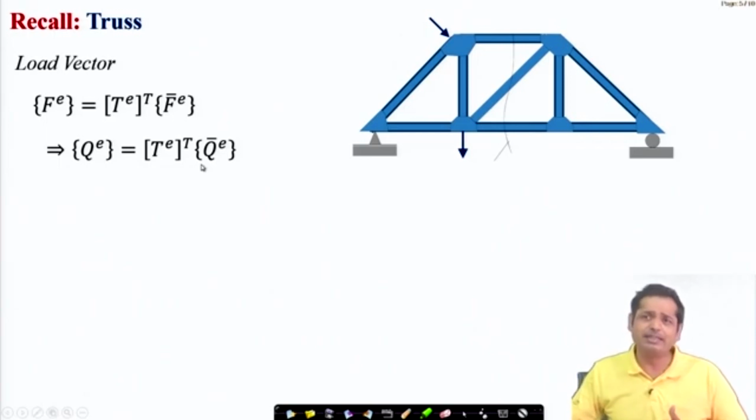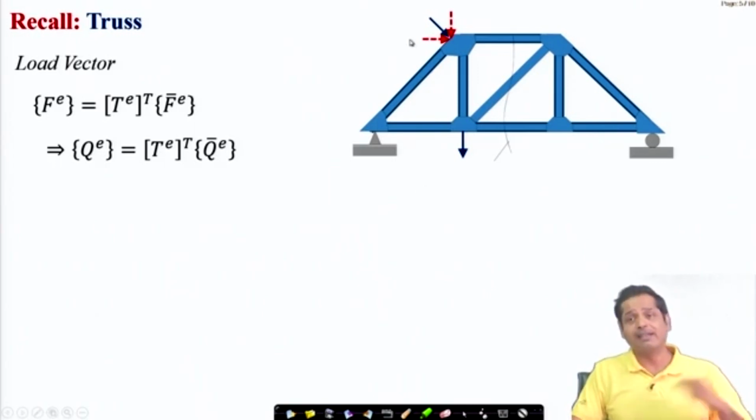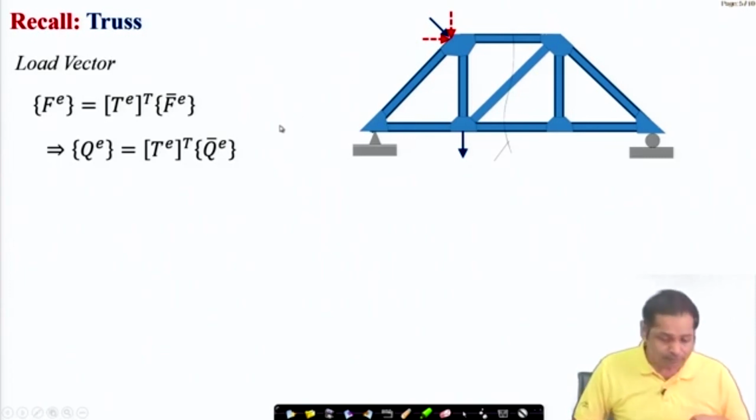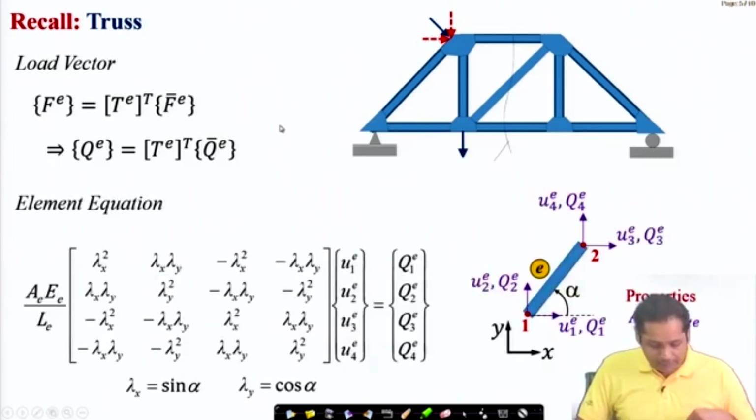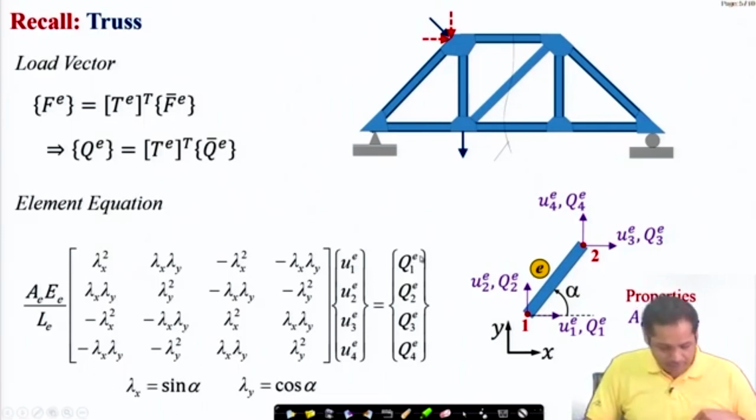and when we implement it, we will represent the forces directly with respect to the global coordinate system, and in that case we do not have to apply this step. For example, if you have an inclined load like this, it can be resolved like this and then used directly in the load vector. So the final element equation will be like this, where these are the element level displacement vector and the element level force vector, and lambda x, lambda y are defined like this. So these are the element equations we know.